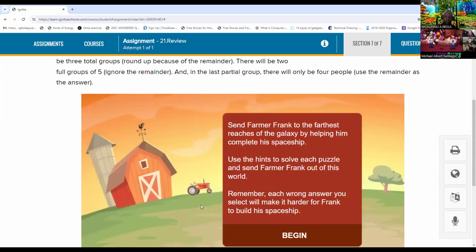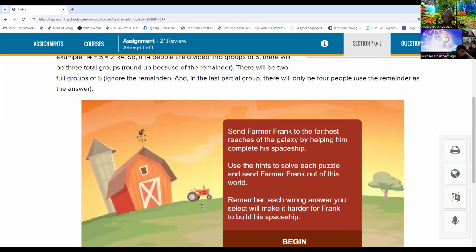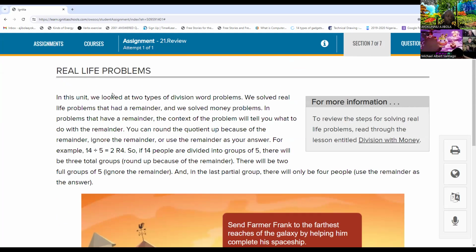I think we have one more section here. Okay. In this unit, we looked at 2 types of division word problems. We solved real life problems that have a remainder, and we solved money problems. In money problems that have a remainder, the context of the problem will tell you what to do with the remainder. Is that clear? You can round the quotient up because of the remainder, ignore the remainder, or use the remainder as your answer, depending on what the question says. Is that clear?